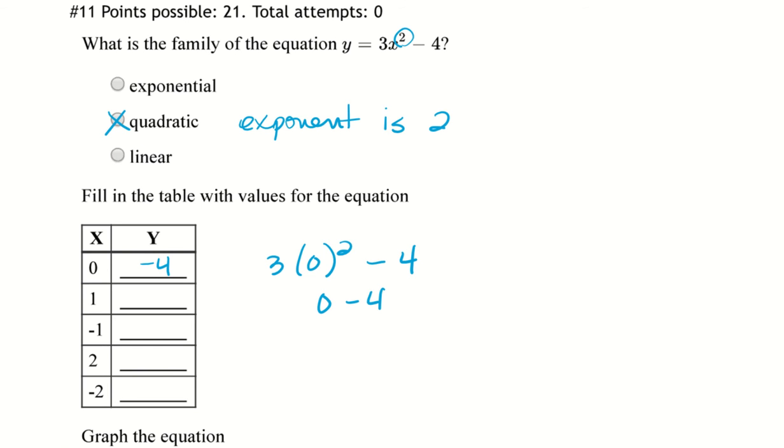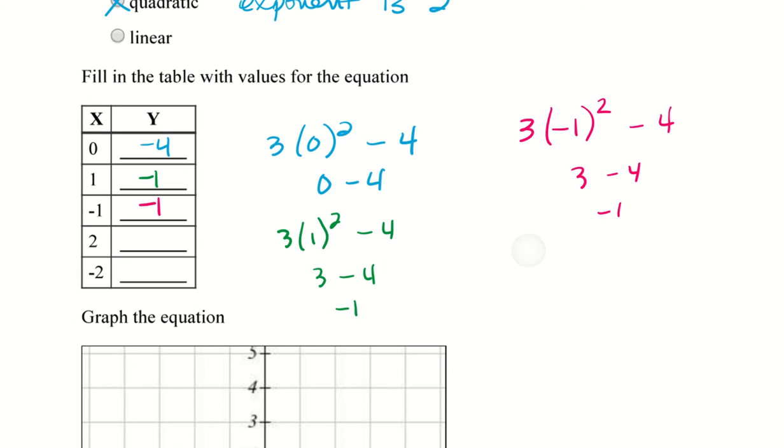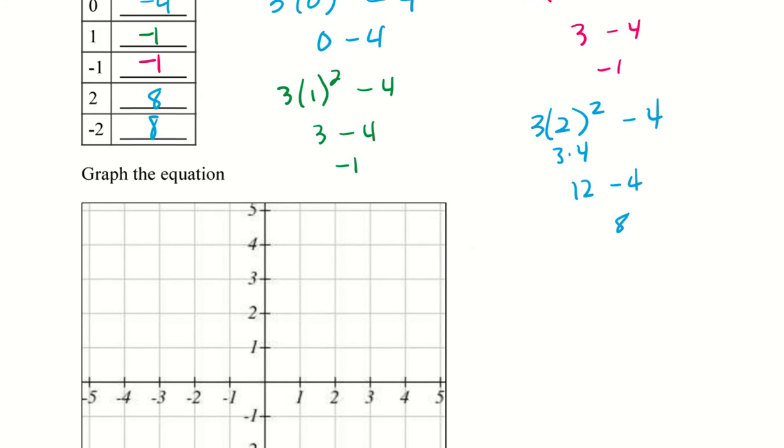If I plug in a 1, I get 3 times 1, which is 3. And then that equals negative 1. So then let's plug in negative 1. I actually get the same answer. So that's one thing about quadratics is they mirror each other. So whatever I get for the positive, that's going to be my answer for the negative. So 3 times 2 squared, that gives me 3 times 4, which is 12 minus 4, so 8. So then the negative 2 should give me 8 as well.